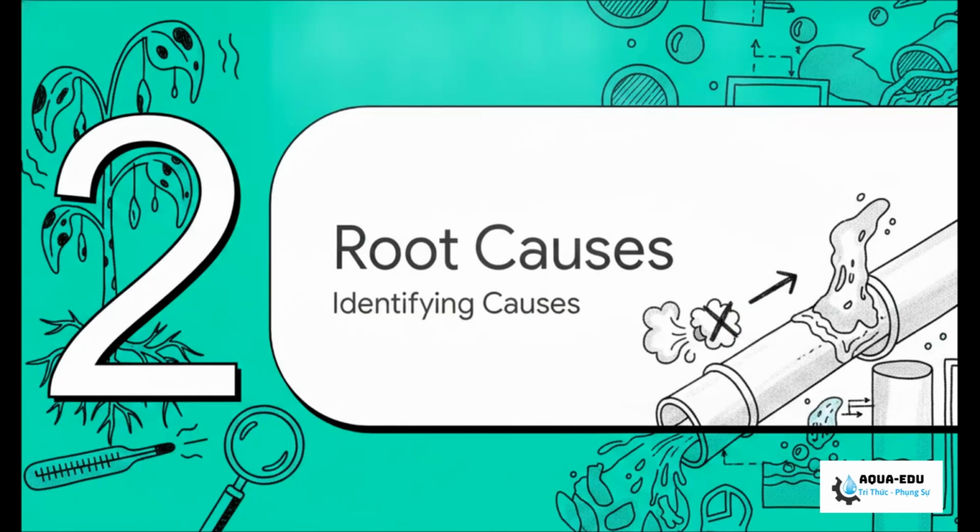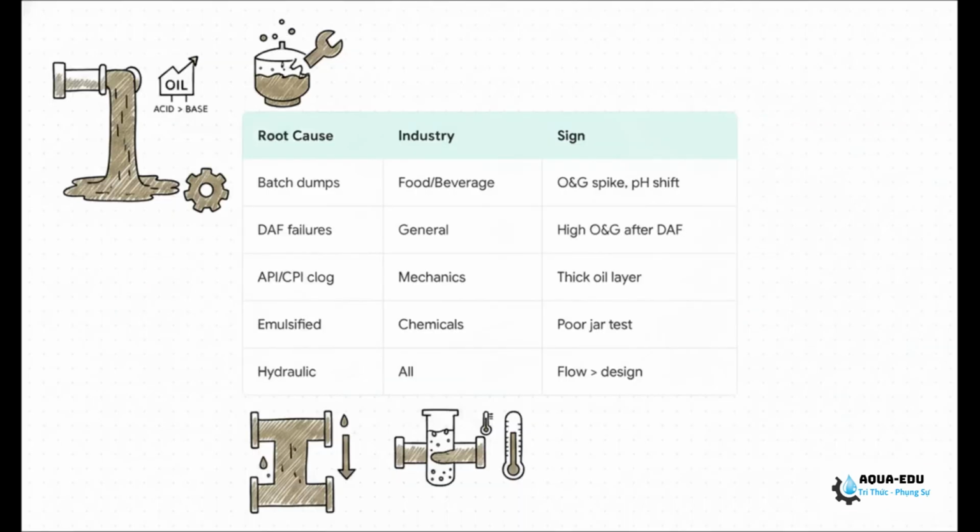Section 2. Identifying root causes. Okay, so once we spot those symptoms, we kind of need to treat the plant like a patient to find the actual underlying disease, right? Let's break down the usual suspects.